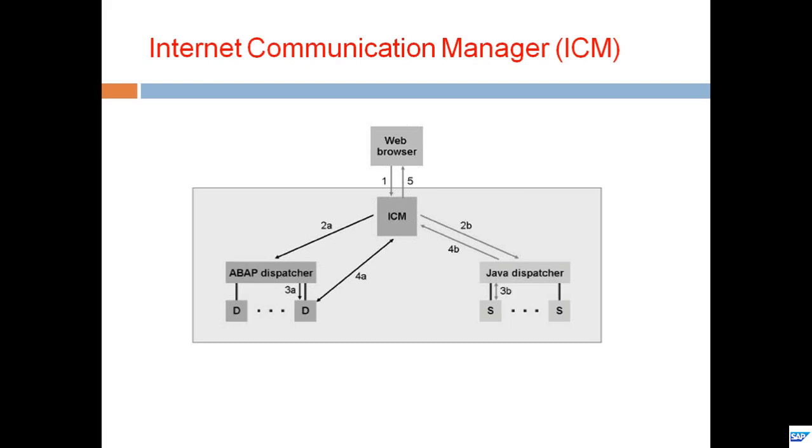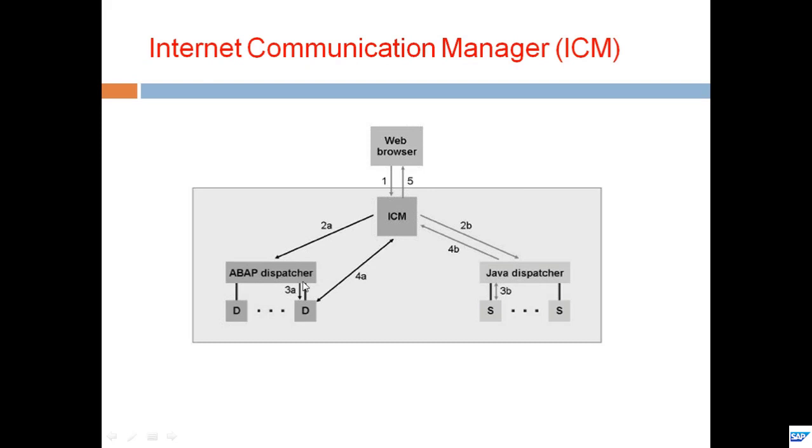The Java server process then refers to the Java schema, if applicable, and uses the Java dispatcher process to send the response back to the ICM. Finally, the ICM sends the response from the SAP system to the user who sent the request. So this is how it communicates from Java and back to the user who sent the request.